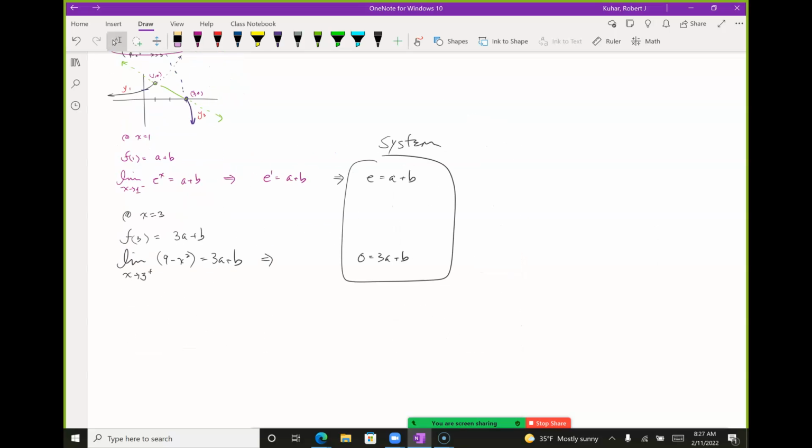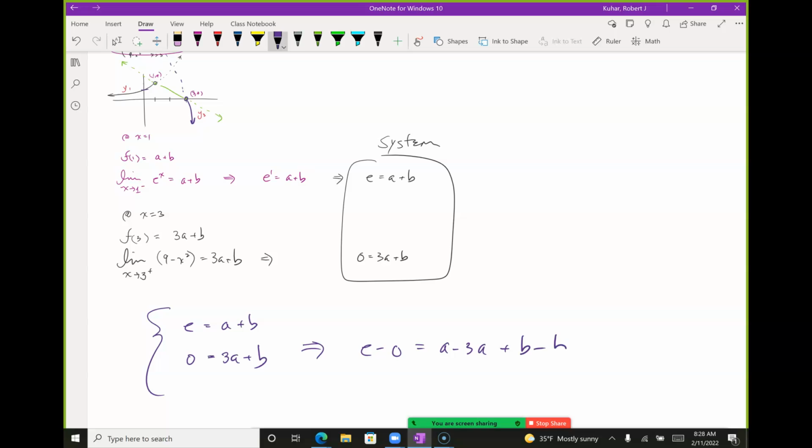Nice. Now I got to solve my system. I generally prefer elimination method, but you can do any method you want, right? Like, for example, you could do substitution method. You could solve for a in the first equation and plug it into the second equation. Whatever you want to do is fine with me. You don't have to do your algebra like me. You just got to make sure you get the same result, right? So I'm just going to subtract here, right? So what do I get? I get e minus 0 equals a minus 3a plus b minus b, right? I took my first equation and subtracted my second equation.